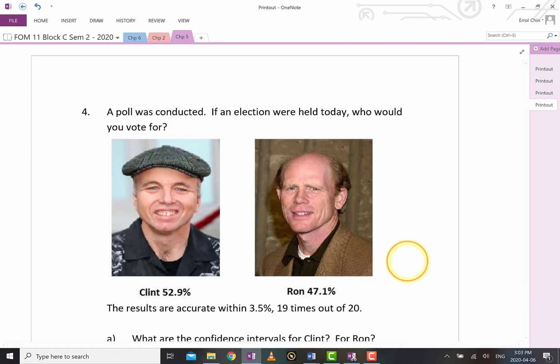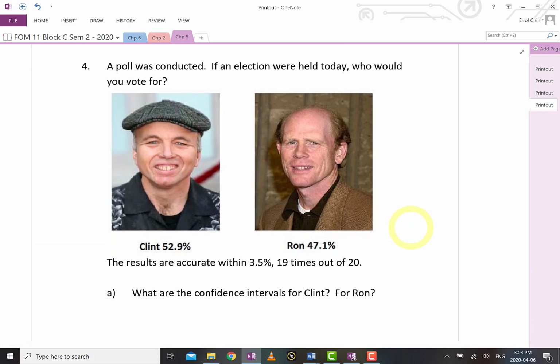All right, question number 4. It says a poll was conducted. If an election were held today, who would you vote for? Now, you might not recognize these two guys, but they are both actors. In fact, Ron Howard here is actually a very, very famous director now. And it says here the results are accurate within 3.5%, 19 out of 20.